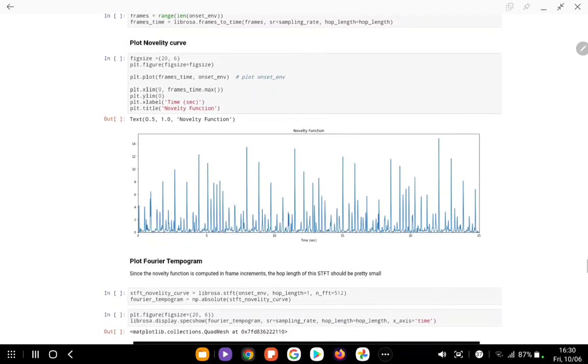When we plot that, we will see something like this. This is our novelty curve or novelty function. As you can see, we have many peaks, or many onset candidates, right now.